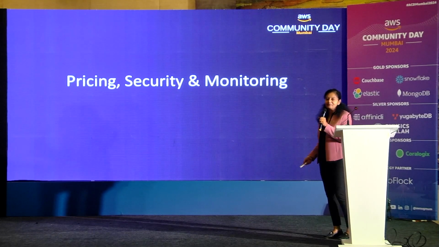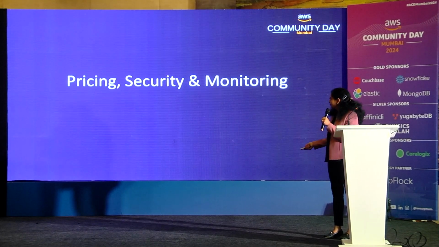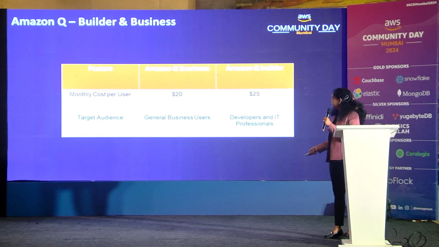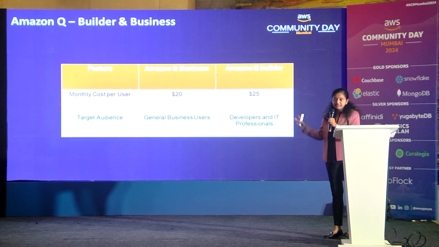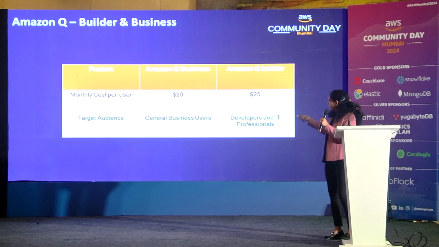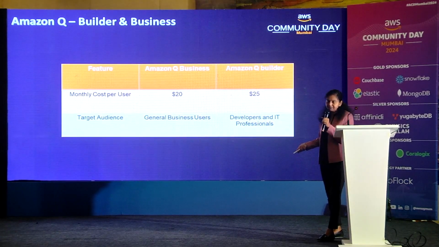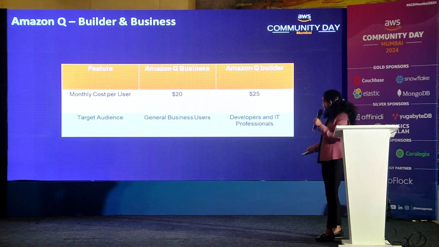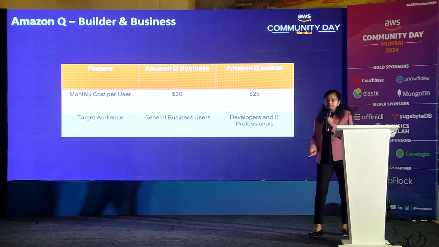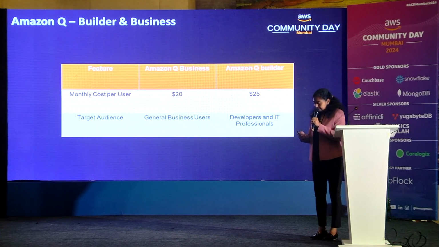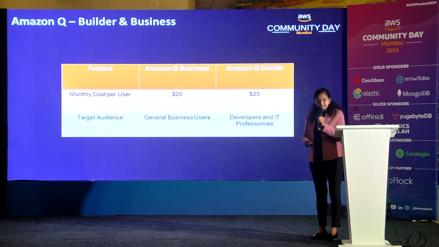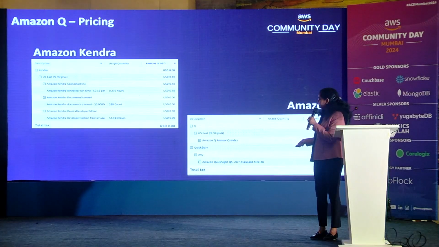The time is up. I'll just show you the pricing, security, and monitoring. For us to try, we have two different options: one is builders and the other one is business. Amazon Q for business would cost $20 per month, and for builders, it is $25. If you're going to try it now, it is in the preview period. It will not charge, so please go ahead and try it.